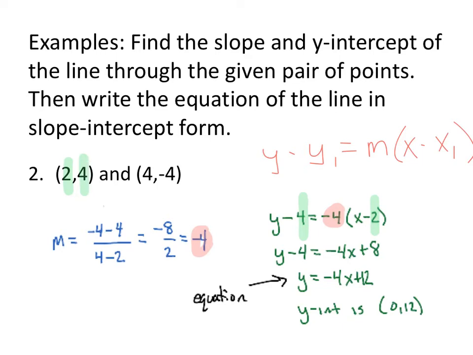I found my equation, and now once I have the equation, I know exactly what my y-intercept is. It's the b value. It's 12. It's a y-intercept, so the x value must be 0.